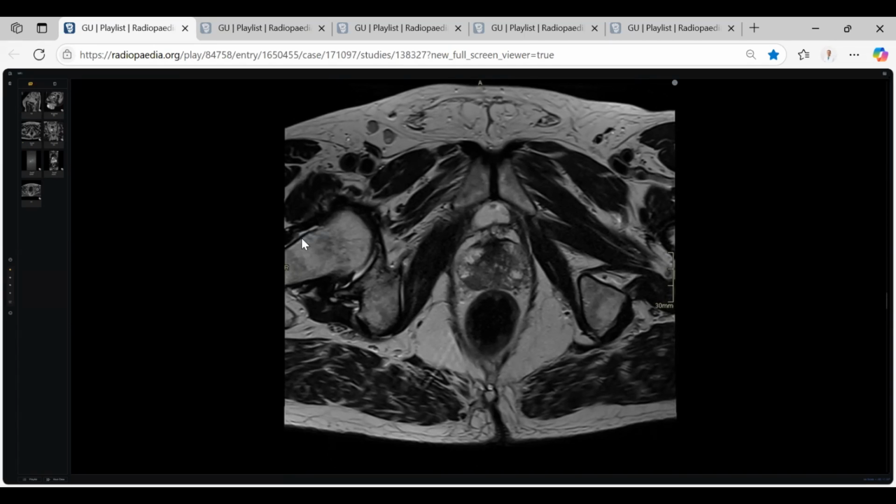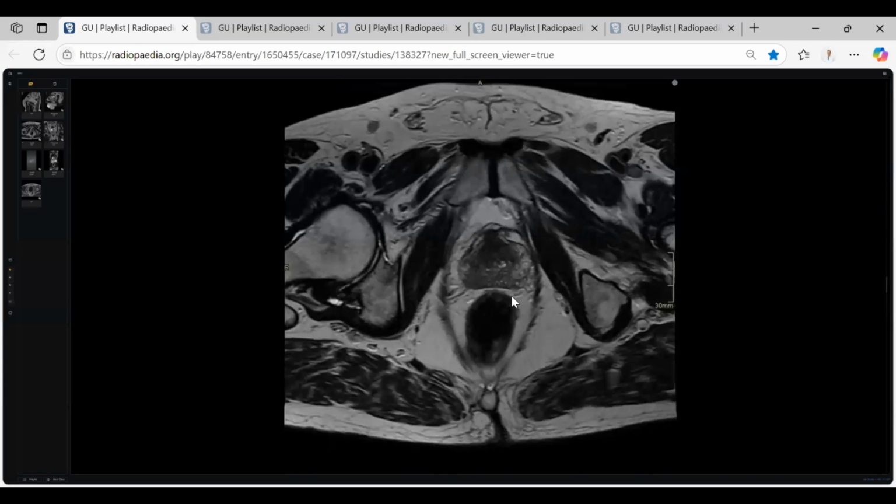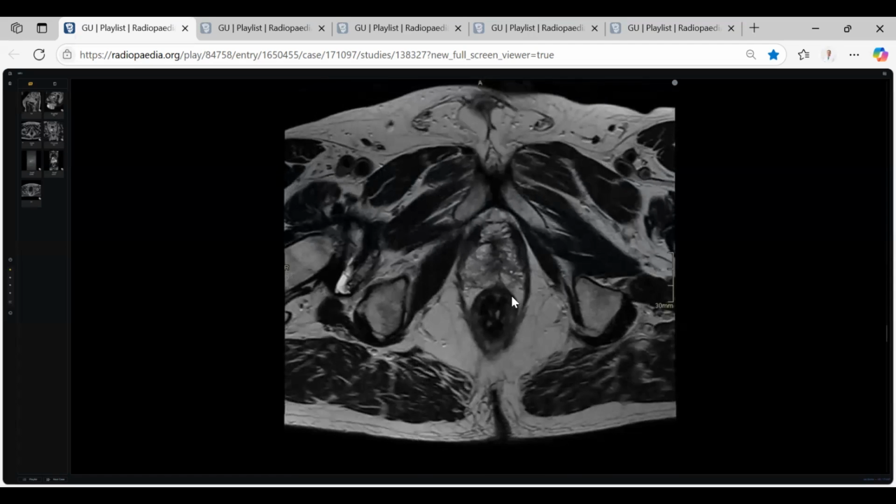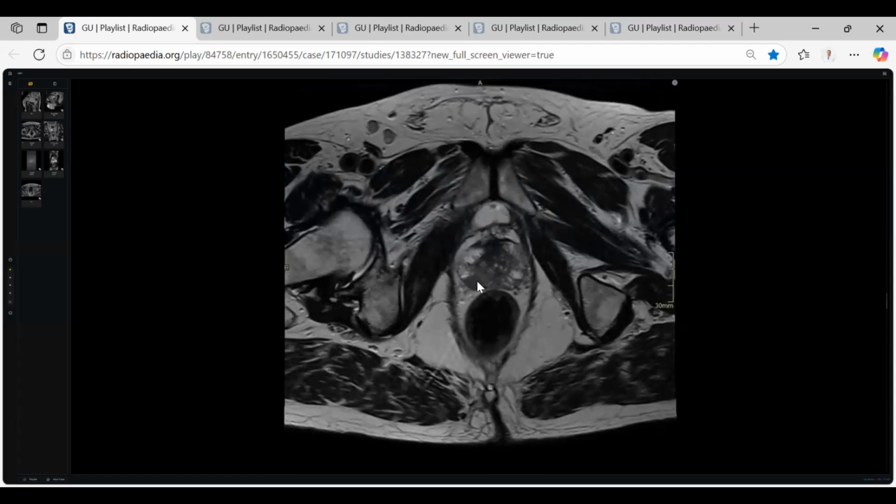It shows some hyperintense signal foci. What's your diagnosis? Can you please scroll for me? Which sequence is this one, T1 or T2? This is T2. In the prostate, is the peripheral zone normally high or low in T2? Low normally. It's not high, but intermediate. No, it is high, it is bright in T2. Okay, so is this normal or abnormal?